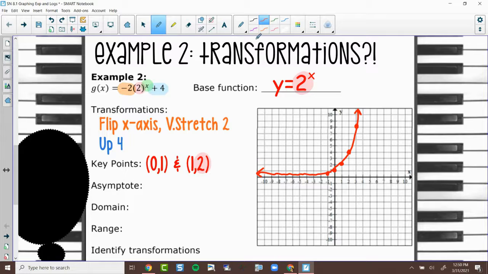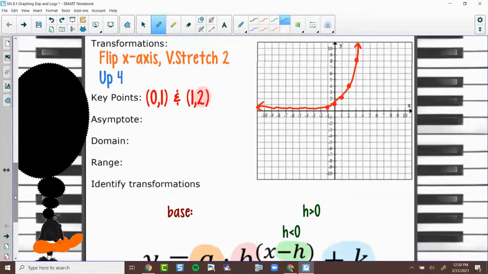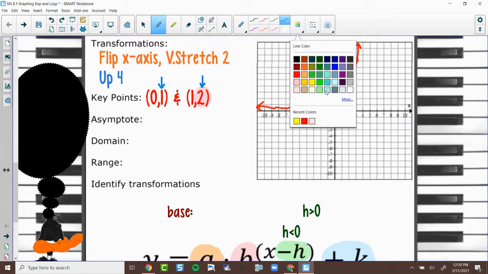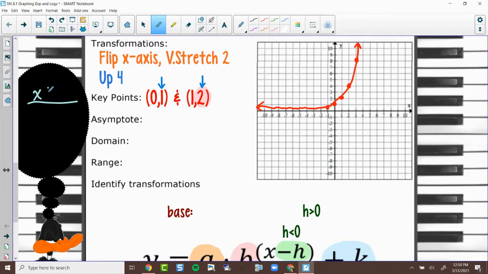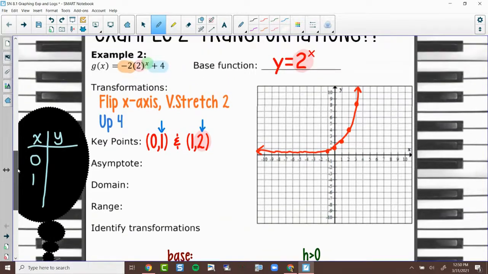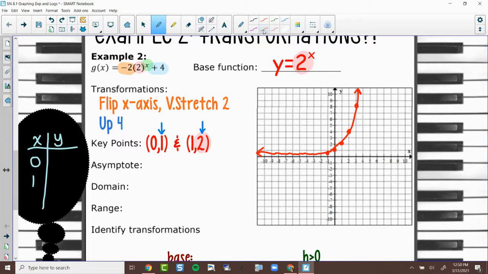So now I get to do some moving. Well, it says that I'm going to take this function, flip it across the x-axis, vertically stretch it, and then move it up by 4. So all of these transformations are affecting the y values. I'm not shifting anything left, and I'm not shifting anything to the right. So my x's are going to stay the same at 0 and at 1. But the y values are now going to get moved around because I'm going to multiply by -2, and then I'm going to add 4.